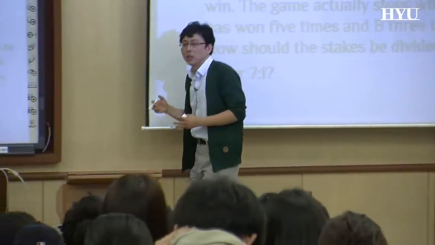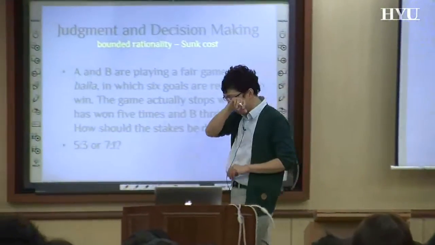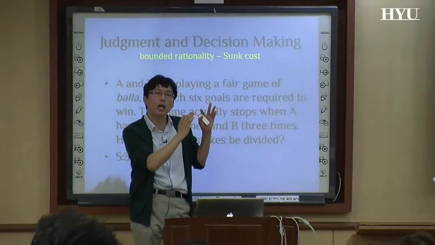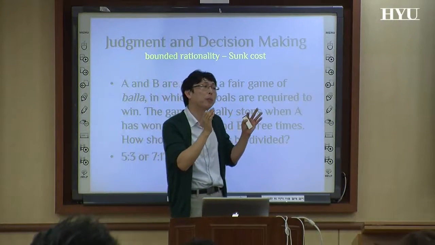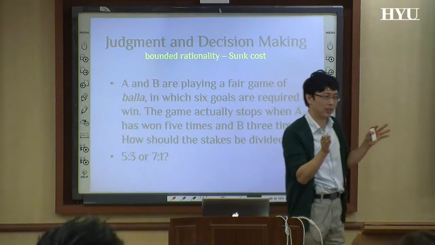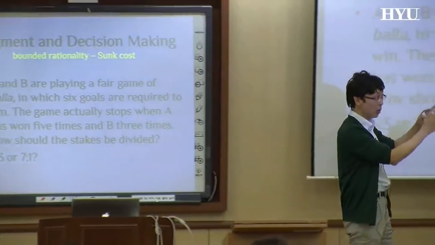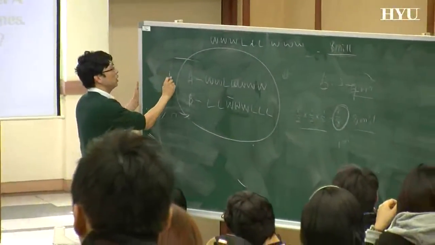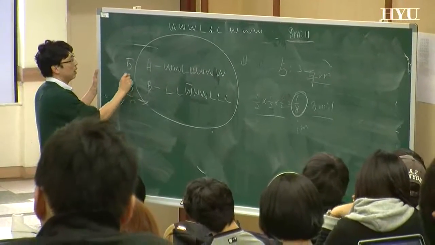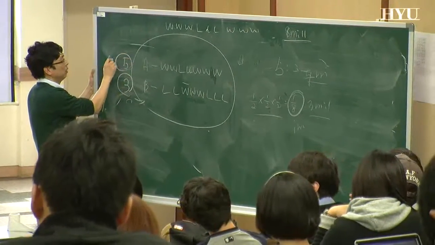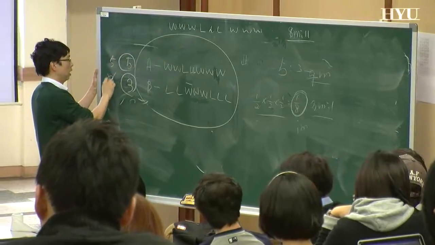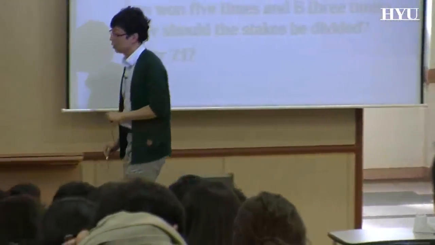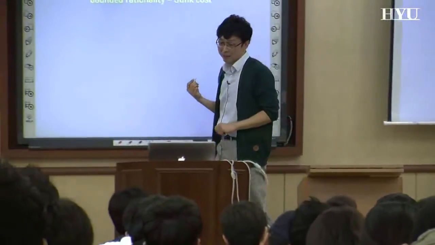5-3 is just your belief. Sunk cost means this: you put too much weight on the previous history, the previous events. A won 5 times, B won 3 times, so using this information you decide 5 million, 3 million. That is wrong. That's why you have to use probability. That's why we need Professor Bayes.